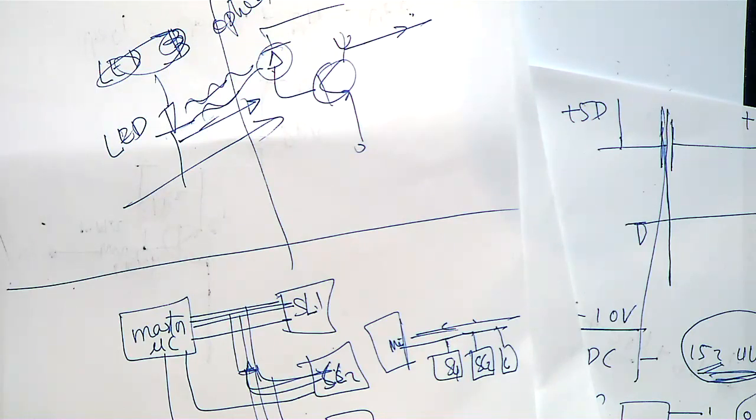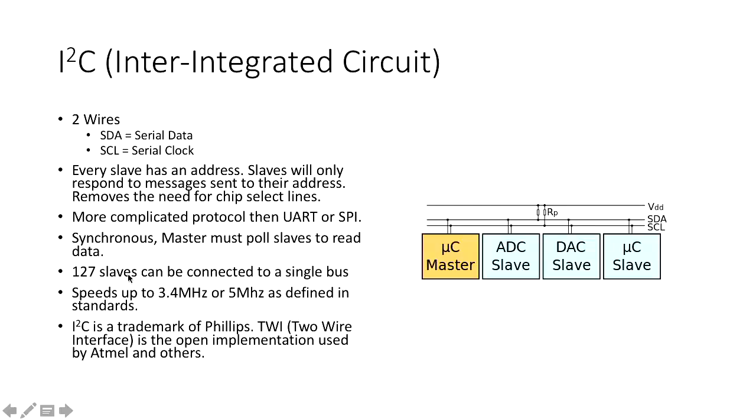More complicated protocol than UART or SPI. Again, synchronous. The master must poll slaves to read data. 127 slaves can be connected to a single bus. Speeds up to 3.4 megahertz, 5 megahertz as defined in the standards.